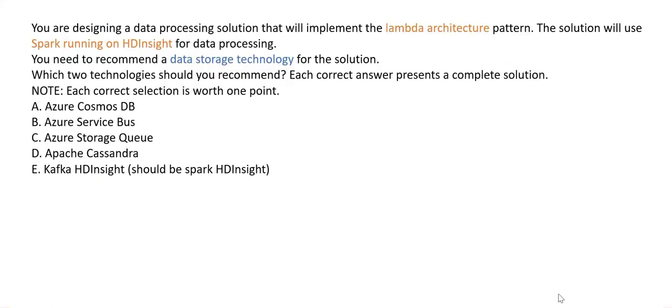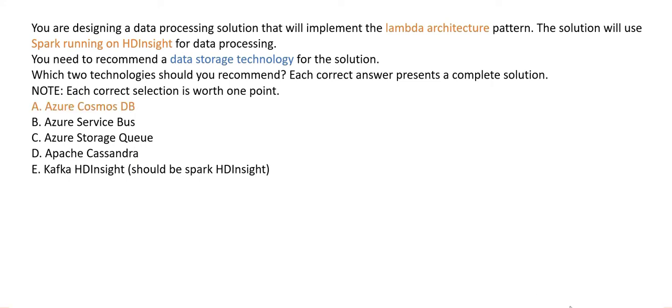So what is the pain point here? The problem statement is you need to recommend a data storage technology for the solution. They do not want to understand what technologies are included in Lambda architecture. They are already saying they are already using Spark. So what we saw is Cosmos DB and Spark for HD Insight. Now what they're asking is what is the data storage technology for the solution? And these are the options. Let's look at the first option, Cosmos DB.